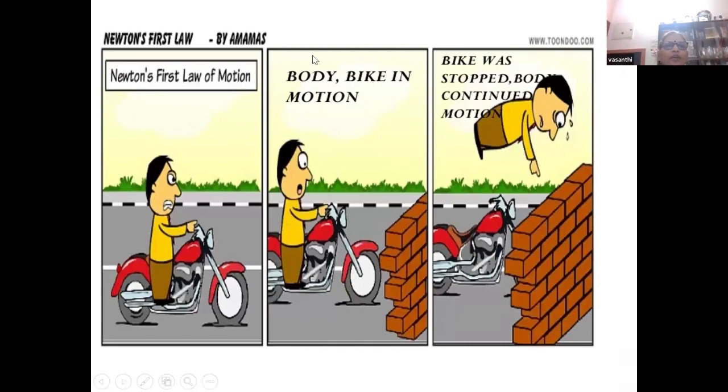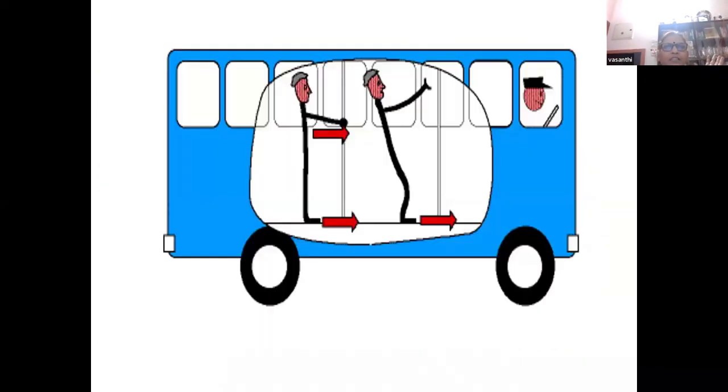Now see, this is a funny video where, because of this wall, the bike comes to a stop, but this boy is thrown off because of inertia of, what type of inertia? Inertia of motion. Give lots of illustration. So, experiential learning. Just show this figure and ask them whether this is due to inertia of rest or motion.